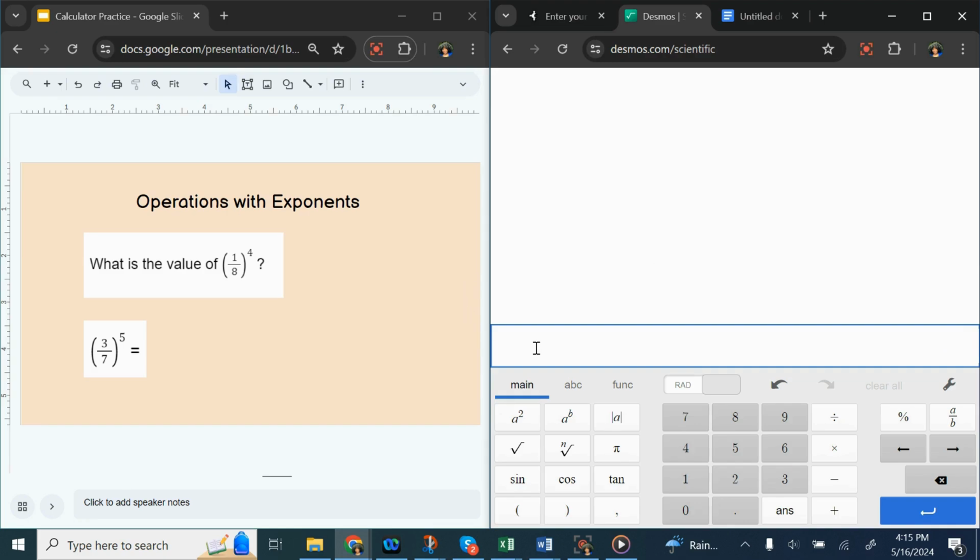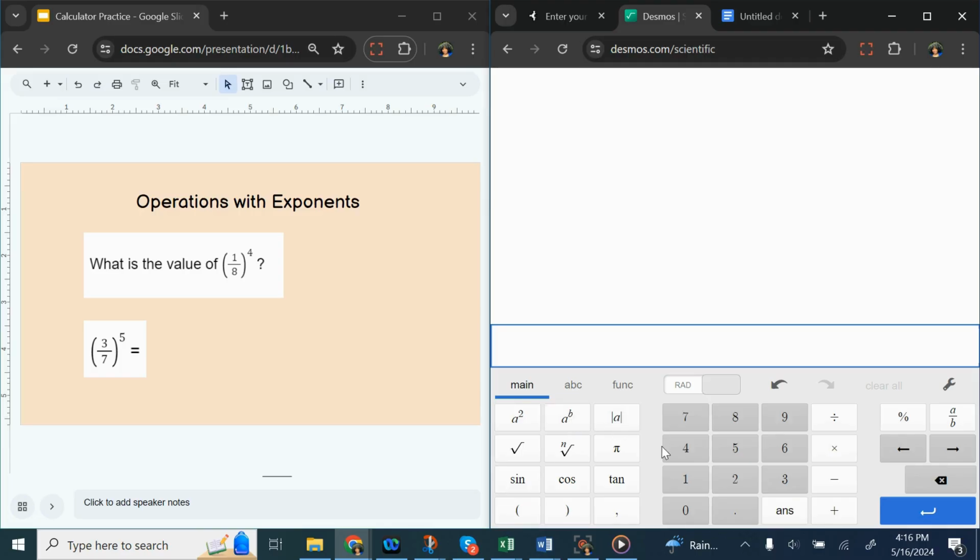But what if you have an exponent that is not a 2? That's where you would use this button. So any exponent that you're working with, or even if it is a 2, it doesn't matter, you can use this button as well. But if you want to type in a number that has an exponent that's different than 2, you can use this button.